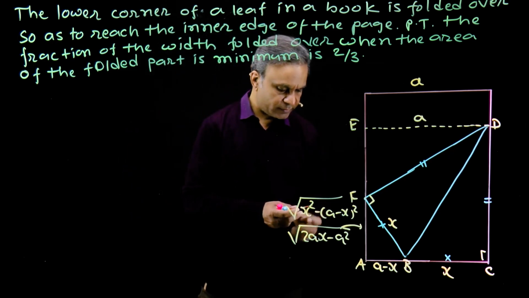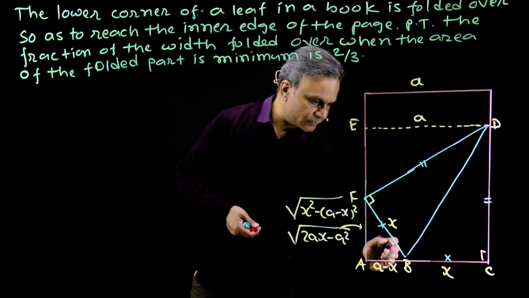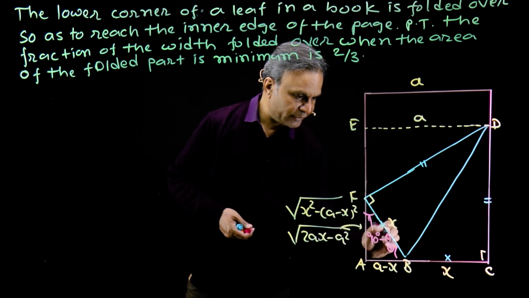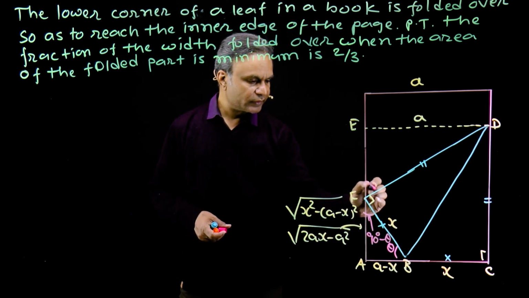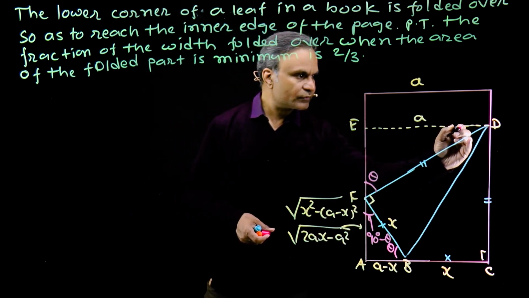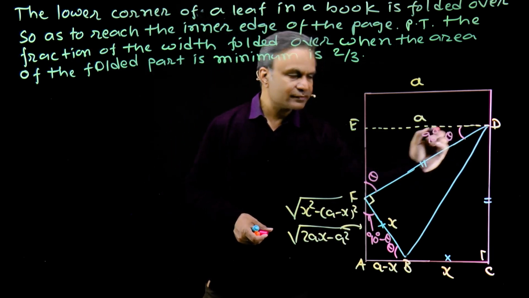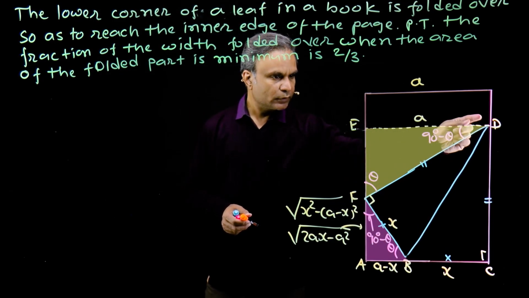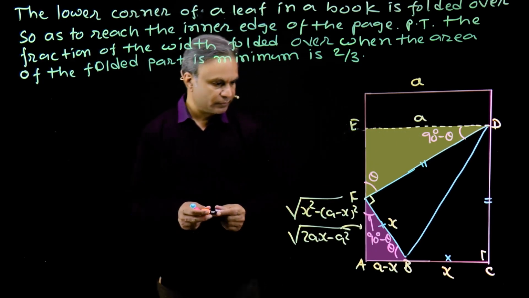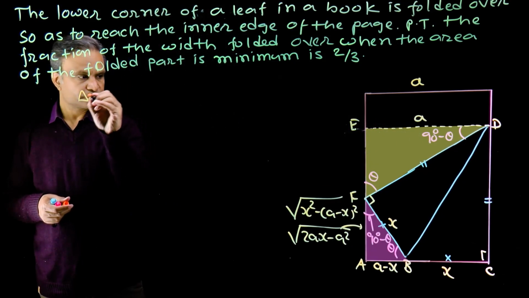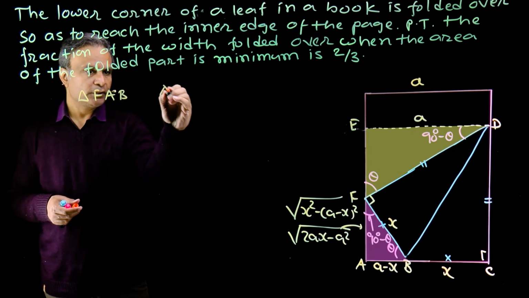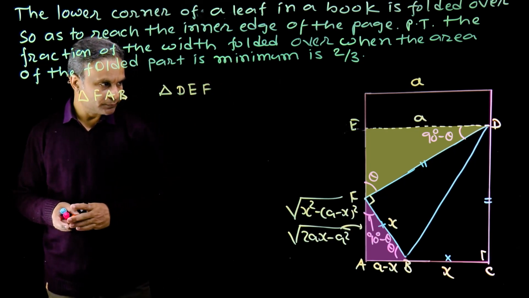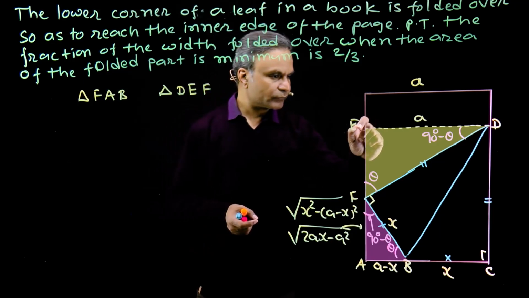Suppose this angle is theta, then this angle will be 90 minus theta. This is 90, so this angle will be theta, and this angle will be 90 minus theta. So now triangles FAB and DEF are similar. Here we have length ED.